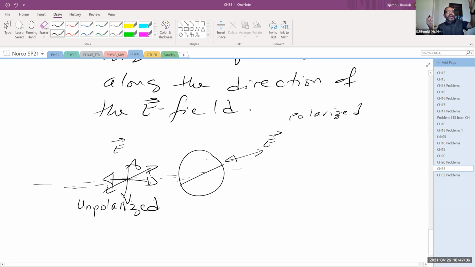Light, for example, from incandescent light is really unpolarized because the electrons inside the material move in every which direction due to thermal agitation, and then during that motion they emit electric fields and magnetic fields, and the electric field will take every direction that the electrons are moving. So light comes out completely unpolarized.